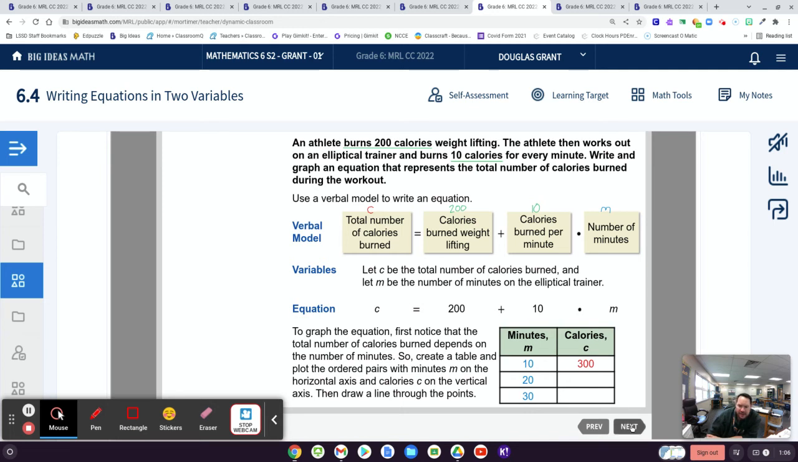Okay, so it's 10 per minute on the elliptical times 20 minutes, plus 200 is 400. And then for 30 minutes, you would do the same thing. You do 10 times 30 plus 200, and it would give us 500 calories total. So if we wanted to graph it, we would put these points on a graph, connect them with a straight line, which we would do on Big Ideas. And if you have any questions on graphing on Big Ideas, let me know as you're working through them.